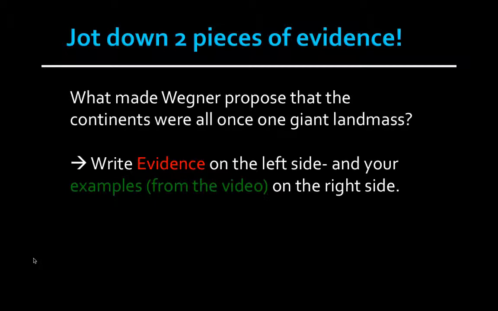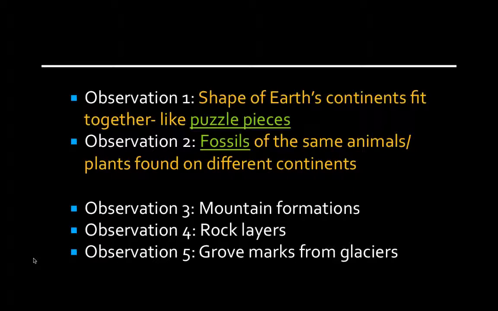So his discovery was ignored because he was missing something. But let's first review what the two pieces of evidence were that he had that would help people understand his theory. His first observation, his first piece of evidence, was he noticed that the shape of the Earth's continents fit together like puzzle pieces. So next to your notes that you used for the video, make sure that you have the two pieces of evidence that are in green written down. So the shape of the continents looked like they fit together like puzzle pieces. That was his first piece of evidence.